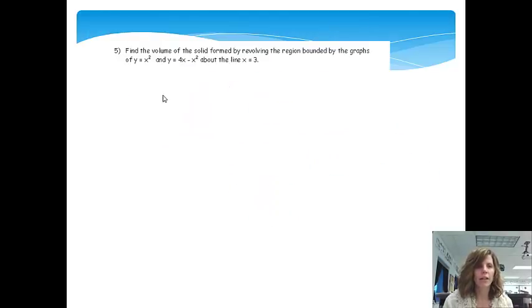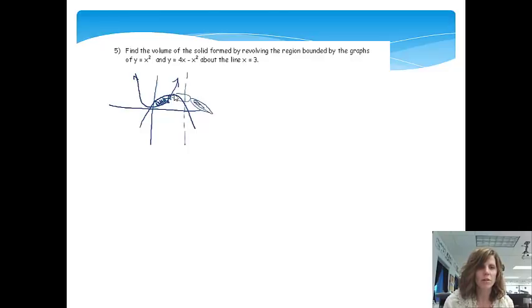All right, let's try one more. Find the volume of the solid formed by revolving the region bounded by the graphs of y equals x squared, y equals 4x minus x squared, about the line x equals 3. So if we go ahead and graph this, we're going to have y equals x squared and 4x minus x squared, which is going to look like that. So it's this shape right here. I'm revolving it about the line x equals 3. So it's going to get something, if we want to just do 3D, I have absolutely no idea what this shape would be, but we just might want to find it anyway.